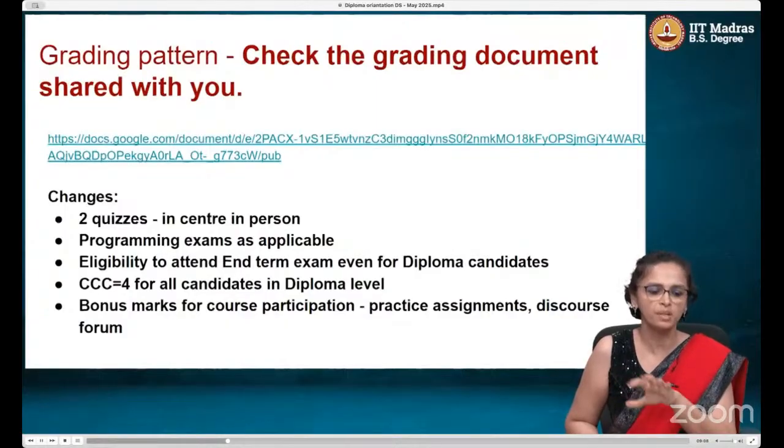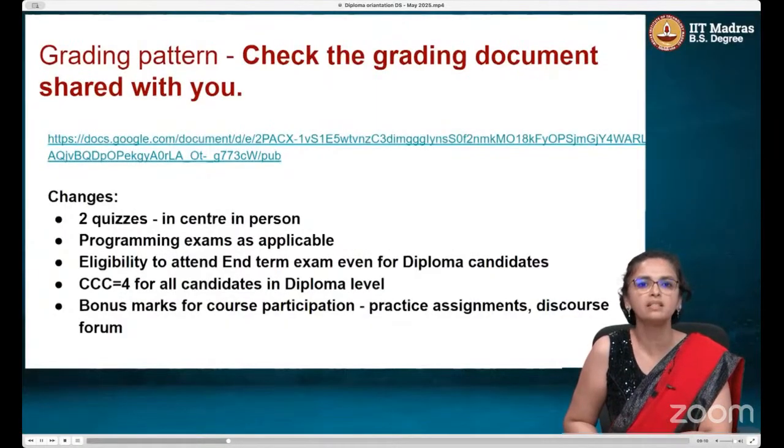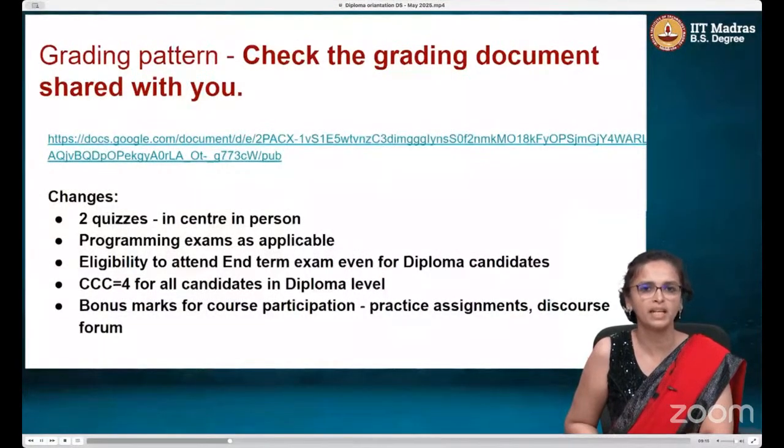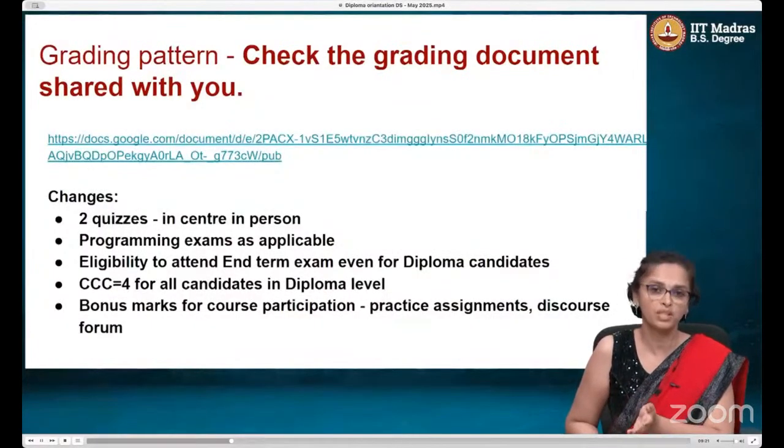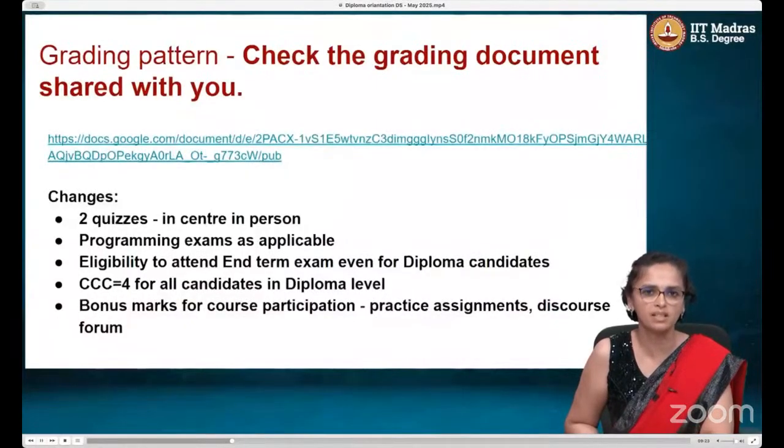So each of them has different assessment components, and it's very imperative that you go through the grading document and check what is the eligibility to get the hall ticket for that particular course final exam. For some of them, we have these weekend mock tests that you have to attend, and that forms a part of the eligibility.